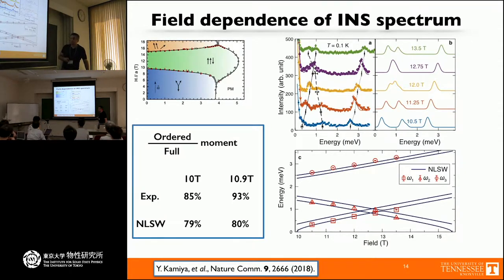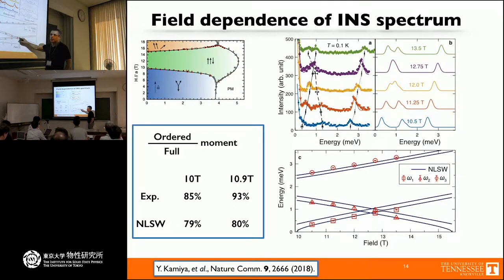So, why do we have a level repulsion only at one point, the repulsion near 13 Tesla? Yeah, because there is some matrix element that can connect these two bands. Yeah, there is no matrix element connecting the others. Right, there is none in this case.